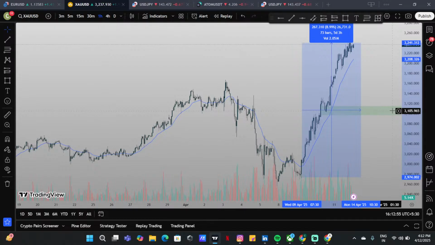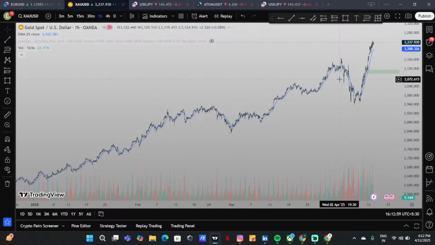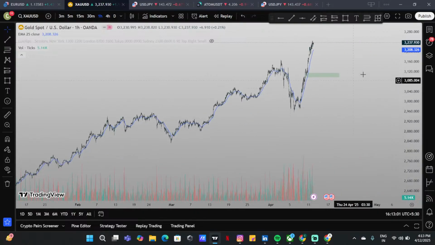So that's the thing. We want to look for a pullback. We don't know about the gold. No one can predict the gold right now because it can go to a higher high or a lower low. It's really unpredictable right now. So let's see.